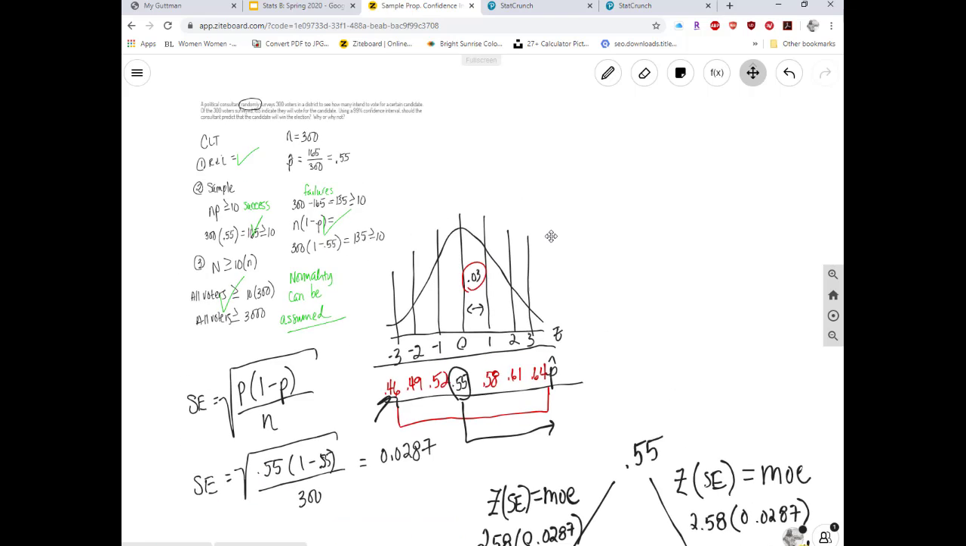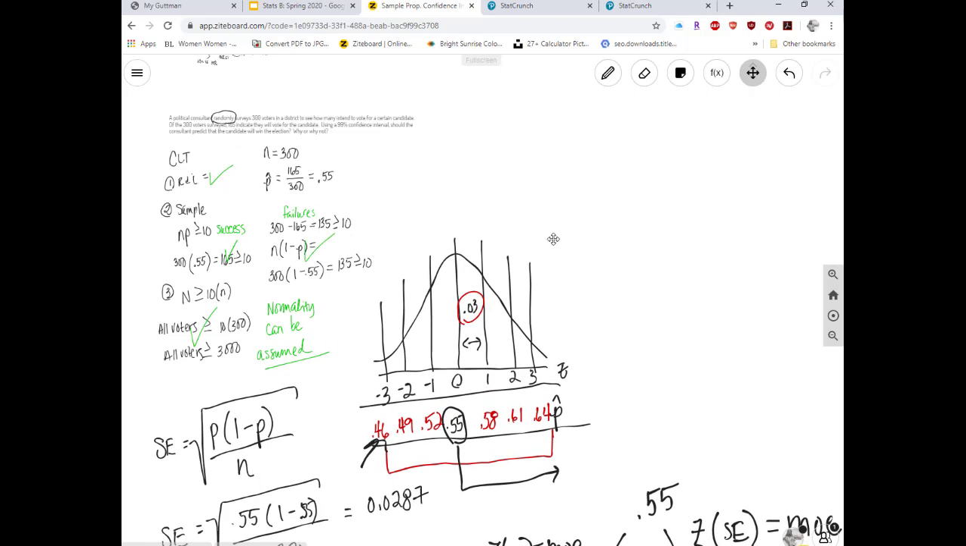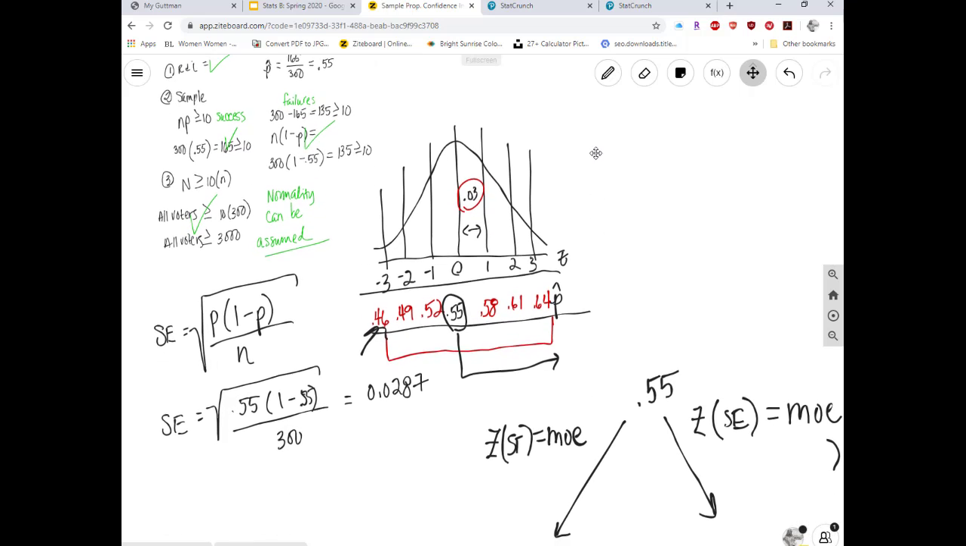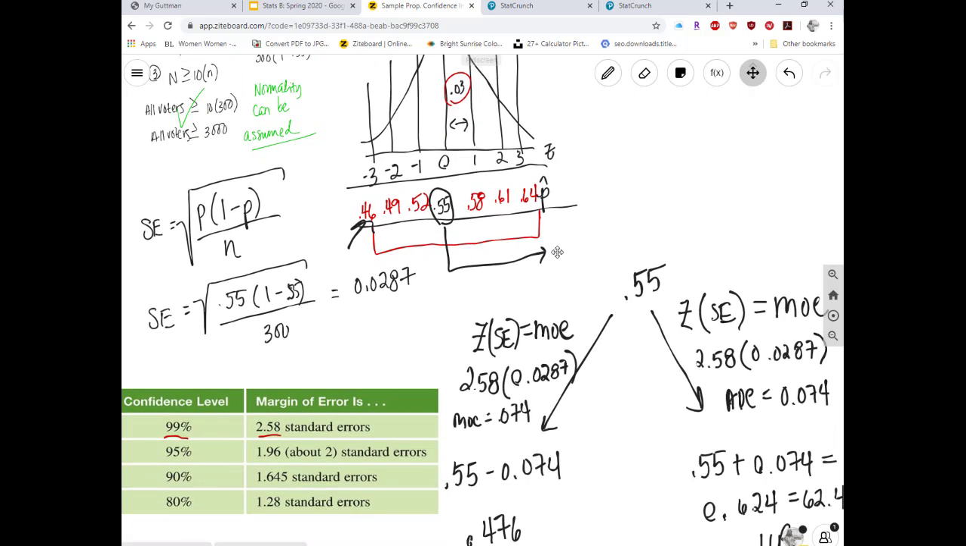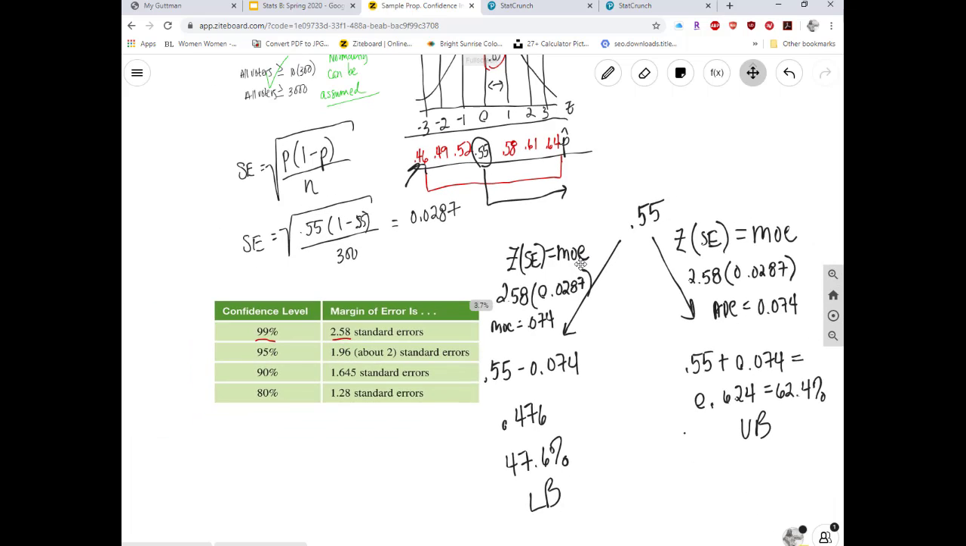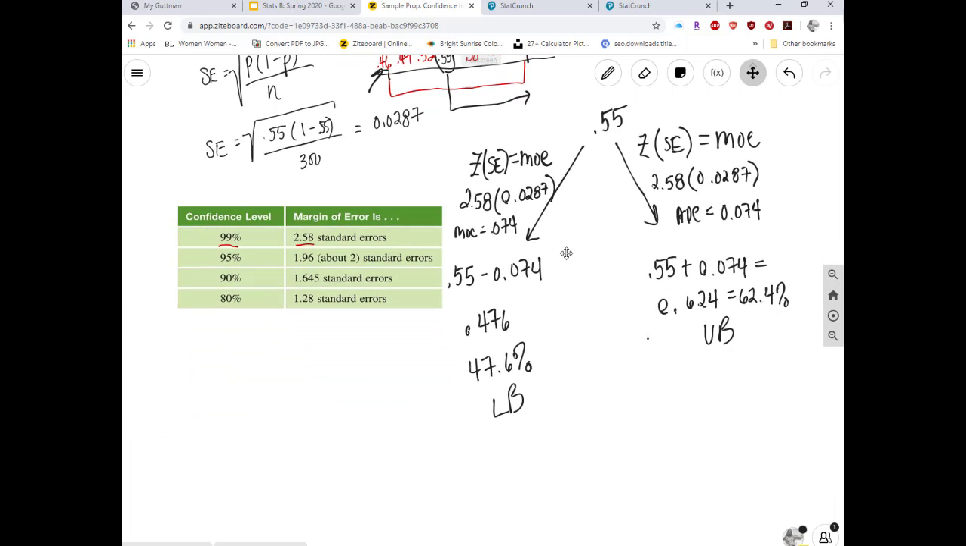That can be said with about 99% certainty. The last part says, using the 99% confidence interval, should the consultant predict that the candidate will win the election, why or why not? I mean, you need over half to win. So because here at the low end, the candidate will lose, and here on the high end, they'll win. So really, according to this sample, there's no way to know with any degree of certainty that that candidate will win the election. They just know that they'll receive between these two percentages of the vote. If they get above 50%, awesome. If they don't, too bad.